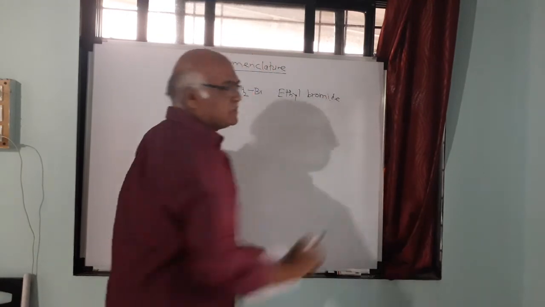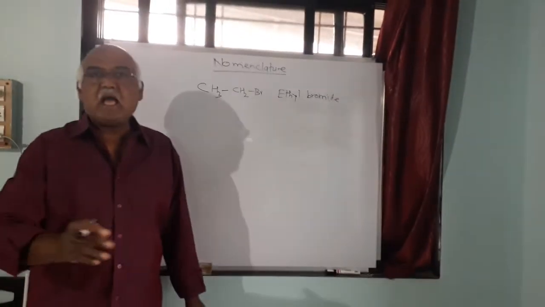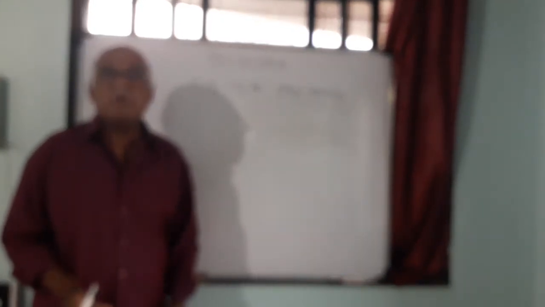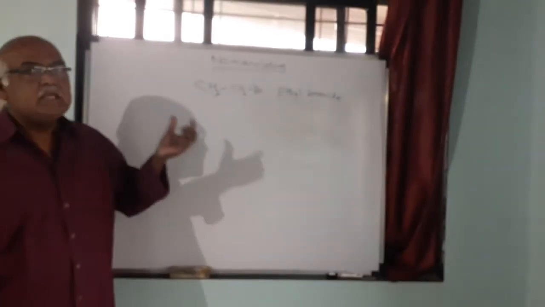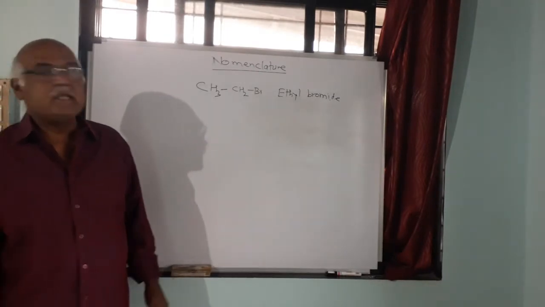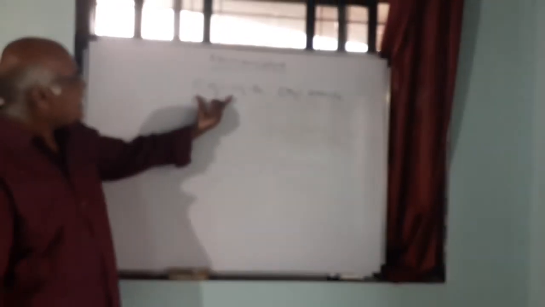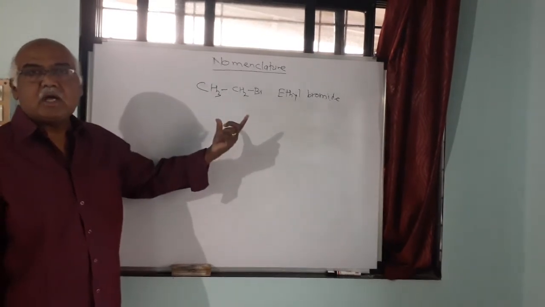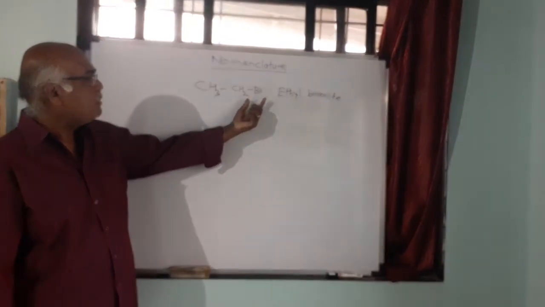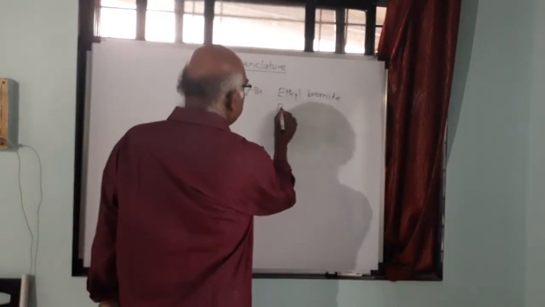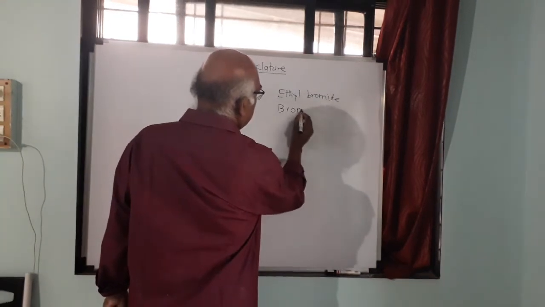Now in the IUPAC system, I have told you that you have to consider the compound as a derivative of alkane. That means we have to see the number of carbon atoms present and then see the corresponding alkane. In this compound there are two carbon atoms, so this is a derivative of ethane. Two carbon atoms means ethane, and there is bromine, so this will be bromoethane. So ethyl bromide in the IUPAC system is called bromoethane.